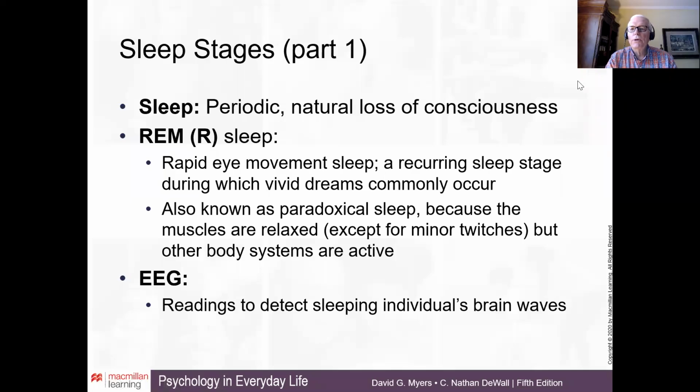Hello, today we're going to talk about sleep. Sleep is a very fascinating topic to consider, especially when we appreciate that we spend about a third of our lives sleeping.